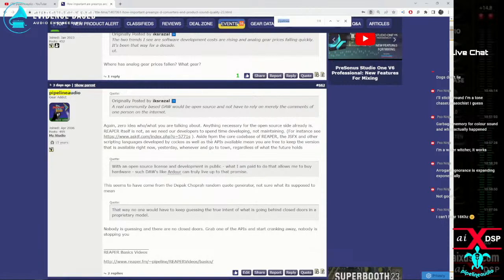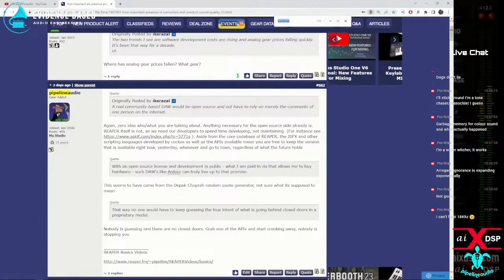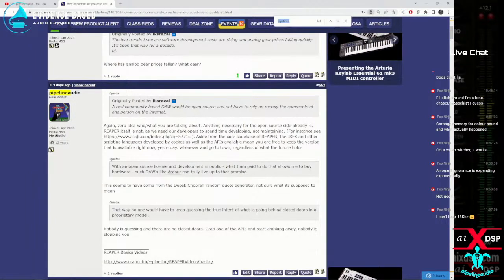Aside from the core code base of Reaper, the JSFX and other scripting languages developed by Kakos, as well as the APIs available, mean you are free to keep the version that is available right now. Nobody's going to change this on you. Yesterday, whenever, and go to town regardless of what the future holds. Again, as long as you got a computer, you'll run it. Take the version you got right now. Modify the hell out of it.